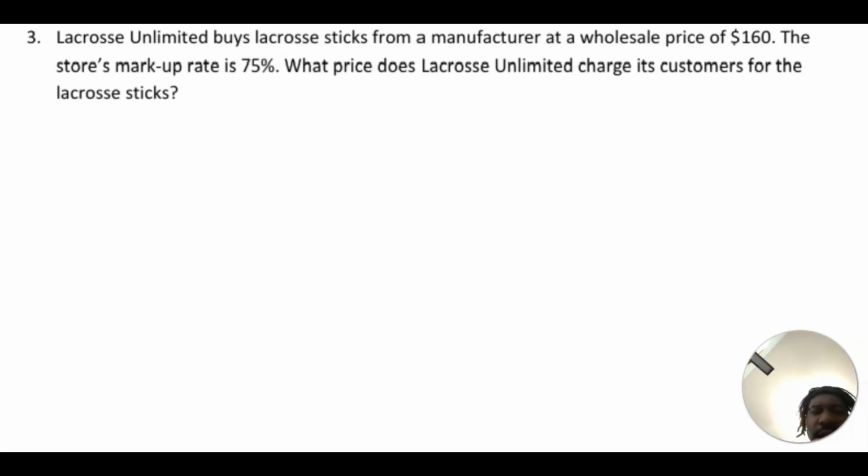Question number 3. Lacrosse Limited buys lacrosse sticks from a manufacturer at wholesale price. So that's the original price that they're purchasing it for. The store's markup rate is 75%, meaning from that they're marking it up 75%. We're trying to figure out what price does Lacrosse Unlimited charge its customers. So how much are they going to be selling these lacrosse sticks is basically what they're asking us. So let's go ahead. Finding the markup amount.